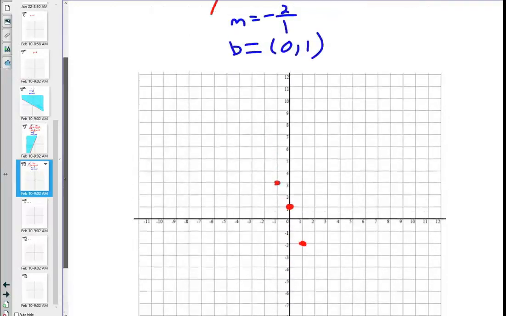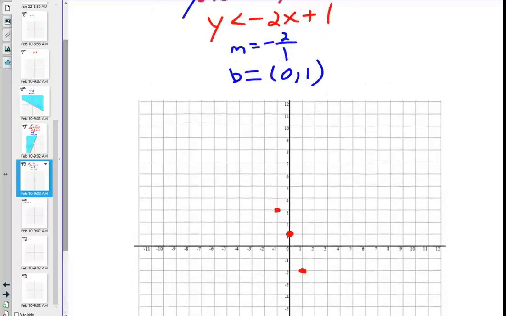Jonathan, what type of boundary? Good, yeah, it is going to be a broken boundary.